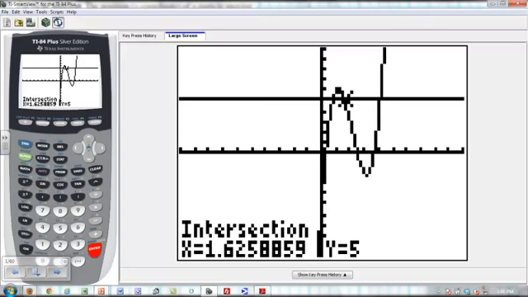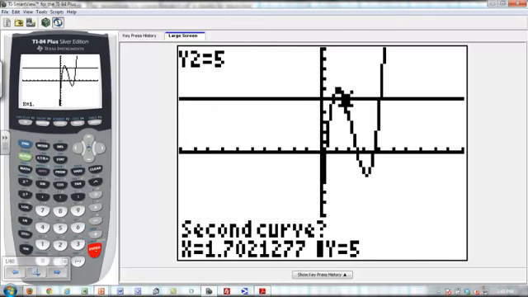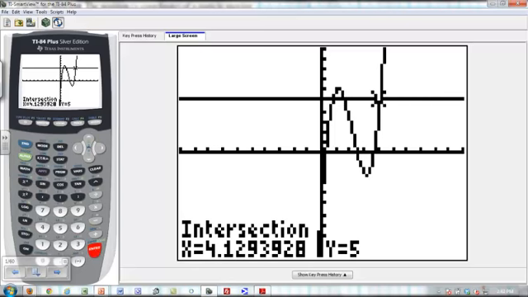Here's the calc button. The calc button is second trace. And then the last one: second calc, intersection, first curve, second curve, and then I have to get closer to that last intersection. There we go, enter. And it looks like the last intersection is approximately 4.130 seconds. No, 4.129 seconds. And that's problem 37 in all its joyousness.